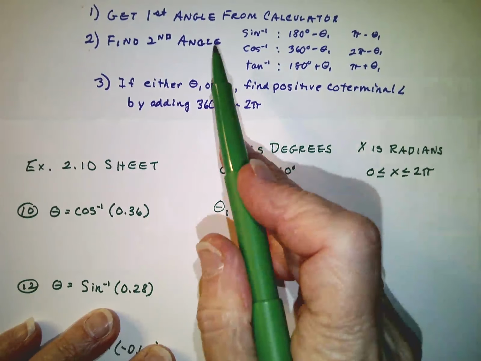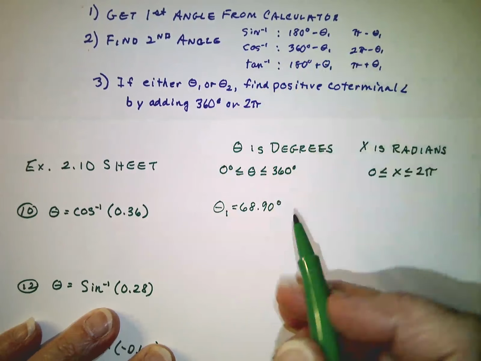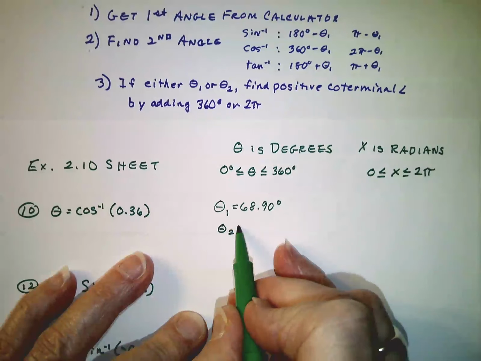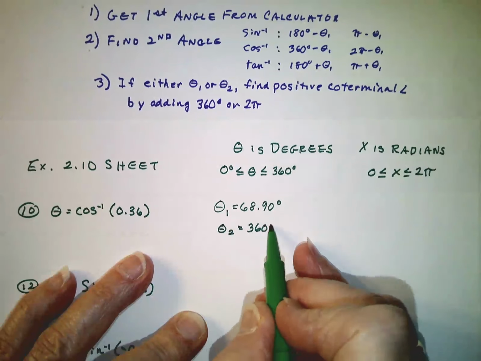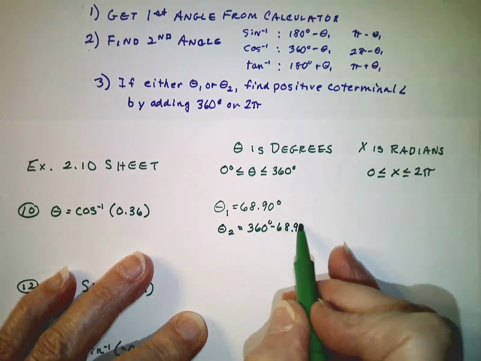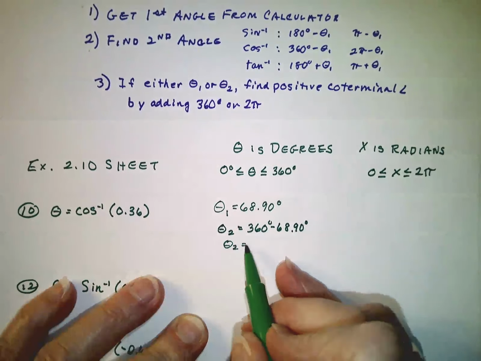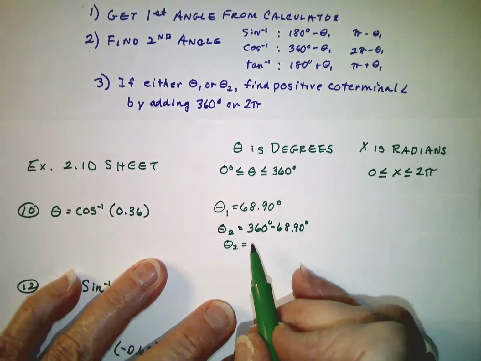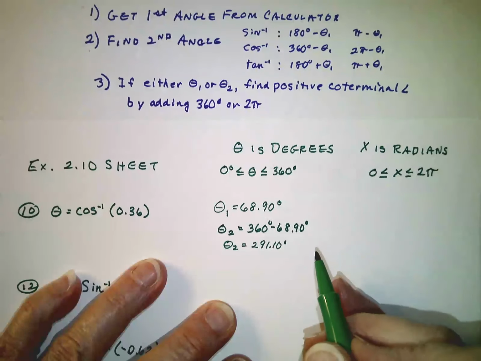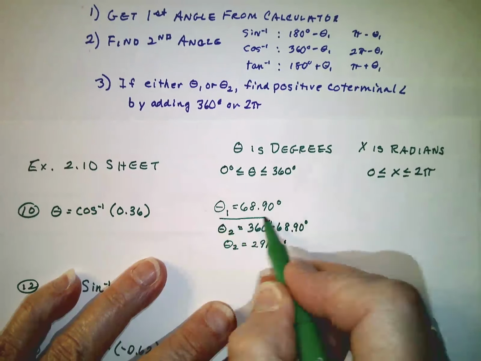Now to get the second angle for inverse cosine, if we're in degrees, we take 360 minus whatever the first angle was. So our second angle is going to be 360 minus 68.90. That tells us our second angle is going to be 291 and 10 hundredths degrees. So these are our 2 answers.